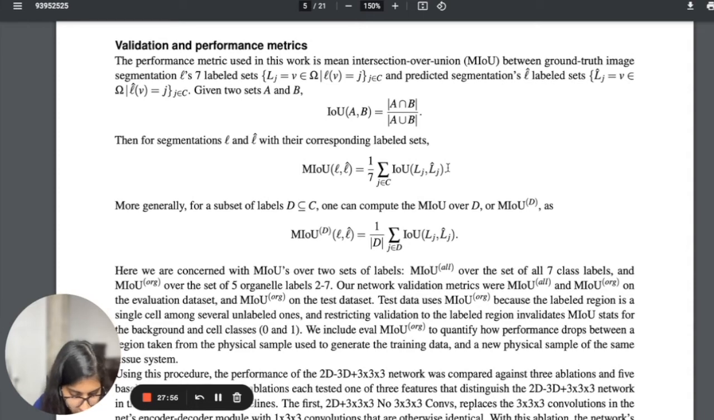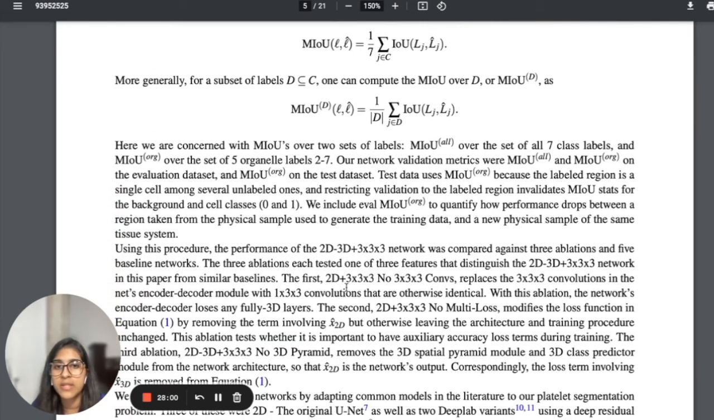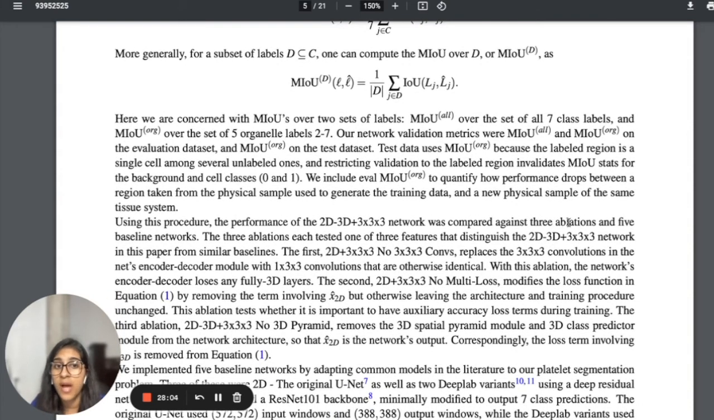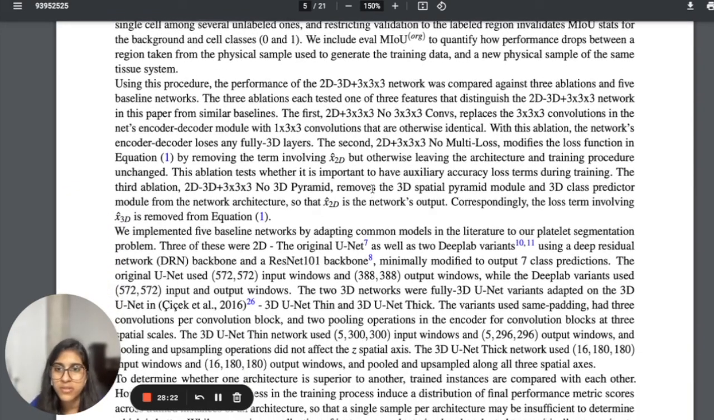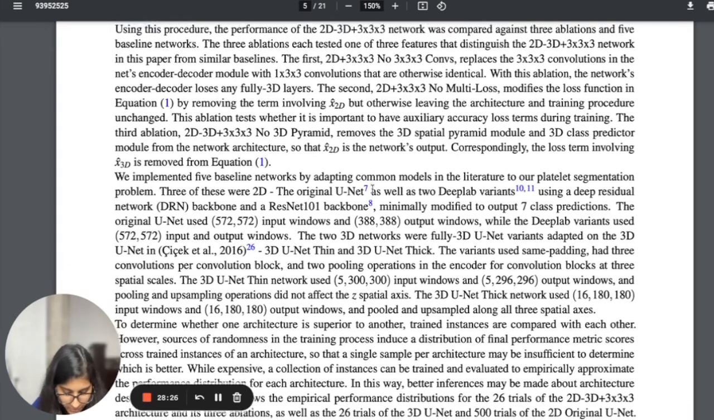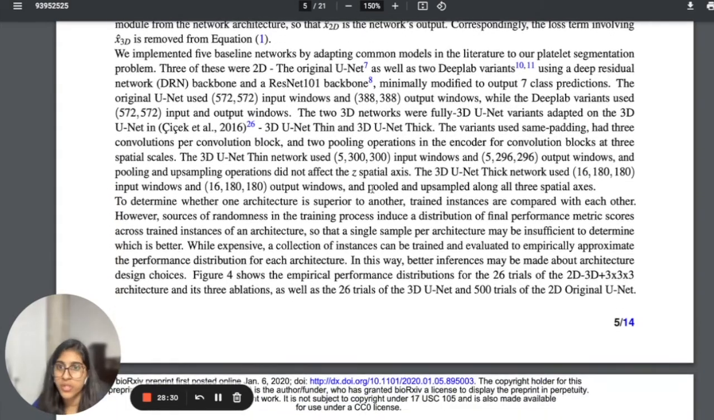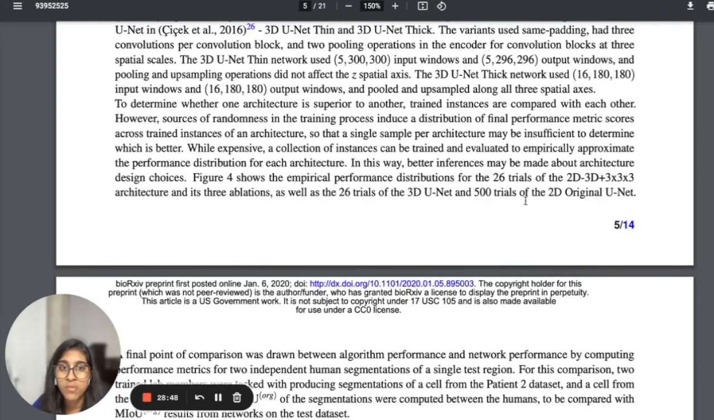And then they started talking about how the performance of this 2D to 3D plus 3 by 3 by 3 network was compared against those 3 ablations that we talked about. Off the top of my head, I don't remember exactly all of them, but there was the multi-class thing. There was no 3 by 3 by 3 features. There were also 5 baseline networks that they found. Overall, I don't want to talk too deep into what every single one did, but they did say to determine which one is superior to another, they train instances and compare them together. And so the sources of randomness really helped to find what the final performance metric scores were for the MIOU and then differentiate those as well.